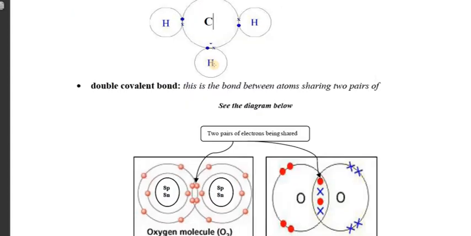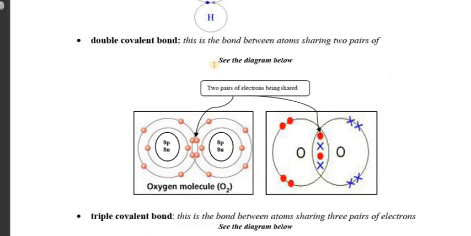Now, if we have a double covalent bond, then you will find that in this overlap, let me highlight what I want to be touching in the center, where there's a red dot, blue cross, red dot, blue cross. Those 4 electrons that are being shared by these 2 oxygen atoms basically represent a double bond. They represent a double bond.